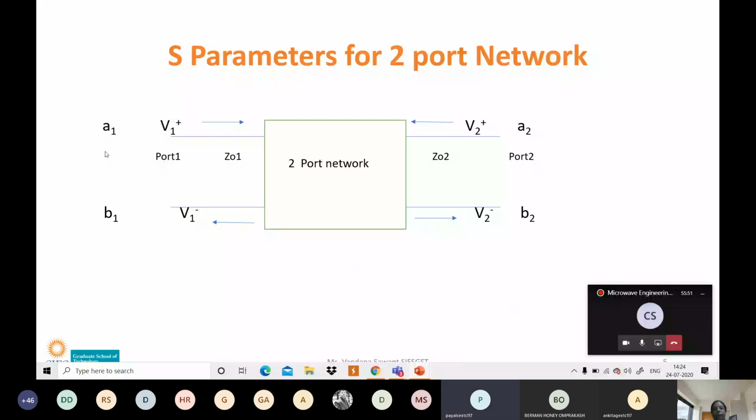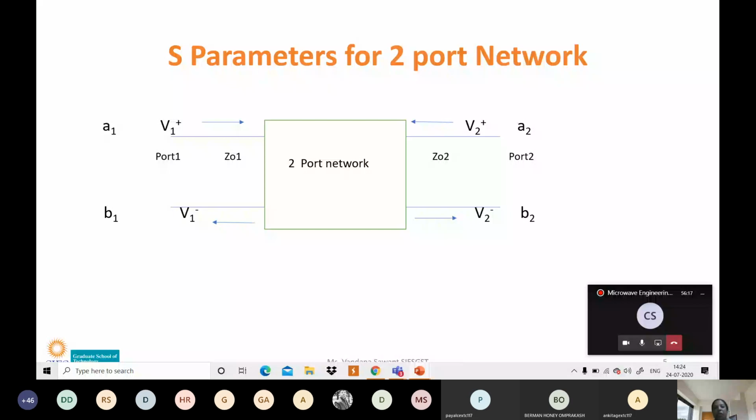Now we will write the equations for A1, A2, B1 and B2, because before finding the formula for the S parameters, we need to know these A and B values. Because S is equal to what? B divided by A. So we need to find out these A and B values.